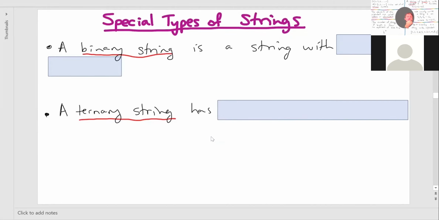So binary string, some special types of strings. A binary string is a string with alphabet 0, 1. So for example, if I take 0, 0, 1, 1, 0, 1, that's a binary string.